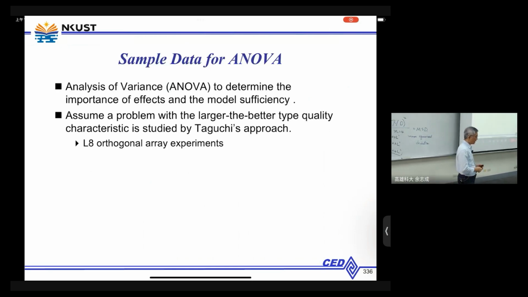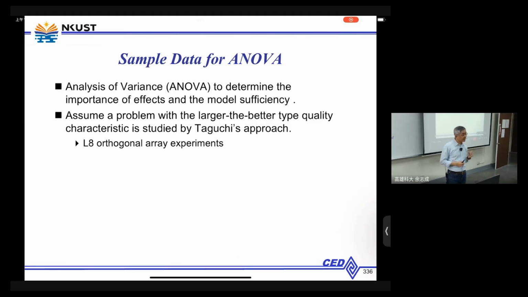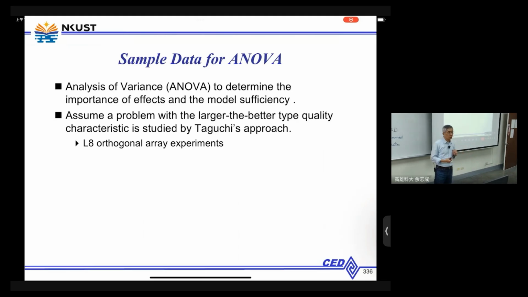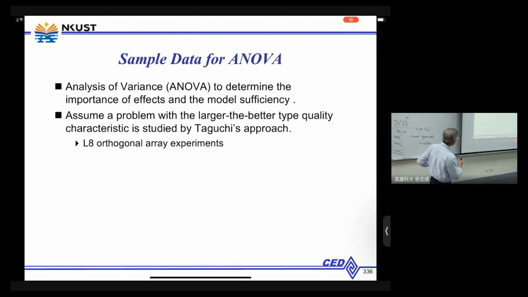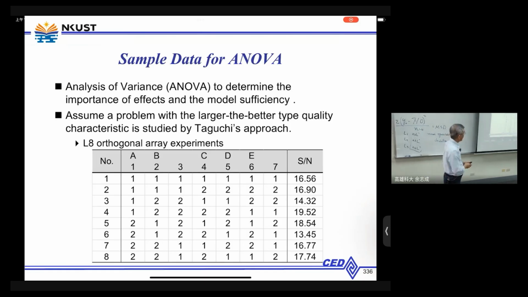I just mentioned that sum of square is a quantitative number to determine the influence of each control factor. This is a simple data set from L8. We have 5 control factors, arranged in columns 1, 2, 4, 5, and 6. We mentioned before that the arrangement of the columns in the orthogonal array will affect the confounding structure. We will talk about that later.